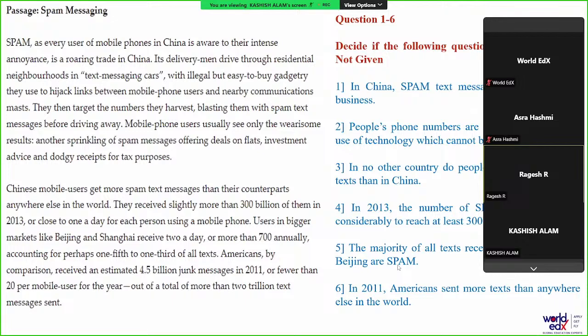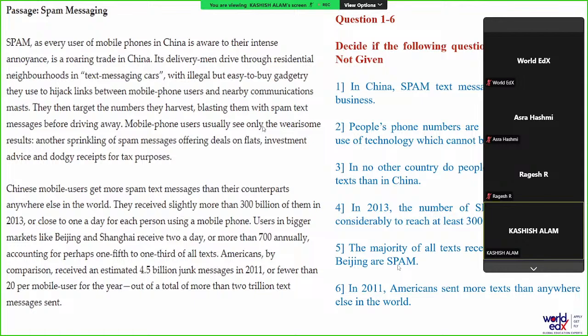Ma'am, false. Yes. Ragesh, can you give the reason? In the question it is mentioned that majority, but it is mentioned that 1/5 or 1/3. It will not come majority. Yes. Okay. It's something contradicting. One thing, they are giving you the exact data over there, and they are here saying majority of all the text. So these two things are contradicting, which makes my statement a false one. So the fifth question answer is going to be the false one.